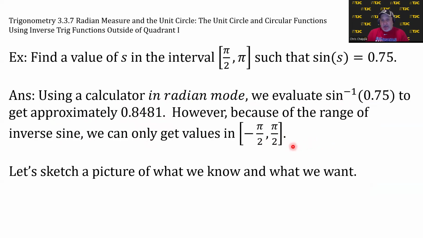Now, if you check, 0.8481 is in this interval, but it's not in this one up here. Pi over 2 is about 1.57. So 0.8481 is less than pi over 2, so it's not in the interval we're looking for. So how do we get it? Well, like a lot of trig problems, we sketch a picture of what we know and what we want.